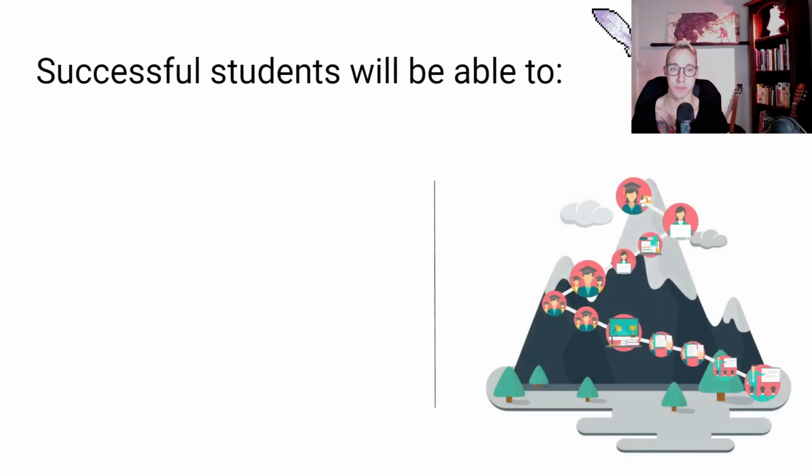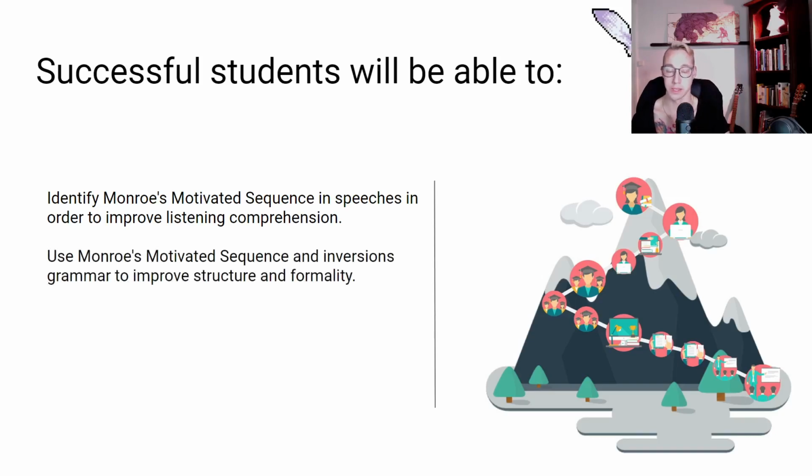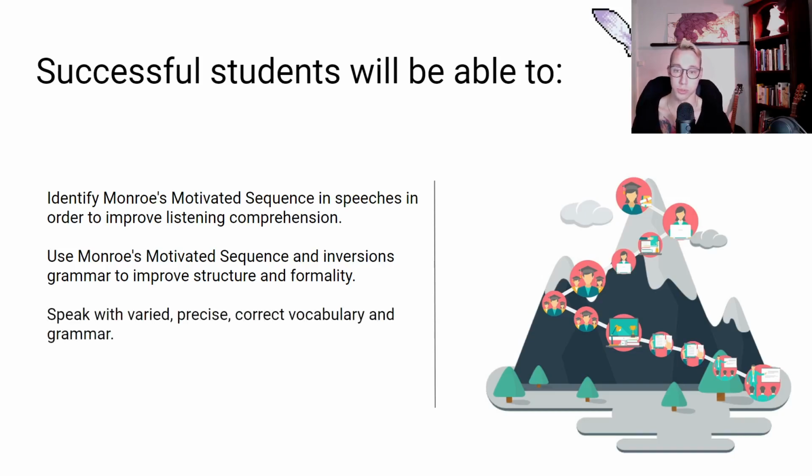I'm going to skip some of these, but I will stop briefly here covering the success criteria. A successful student will be able to identify Monroe's motivated sequence in speeches in order to improve their listening comprehension. A student will also be able to use MMS and inversion grammar to improve your structure and formality. Thirdly, I want you to be able to speak with a varied, precise, correct vocabulary, and the same for your grammar. And lastly, I want you to be able to discuss the positives and negatives related to your topic.